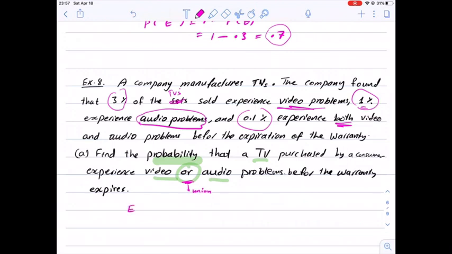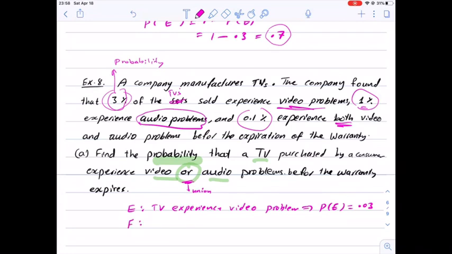So we want to define events. We can define this as E. The event E is that the TV experiences video problems, and we know that probability of E is, for video, we have 3%. That means 0.03. This is a probability. When we see percentage, that means probability.